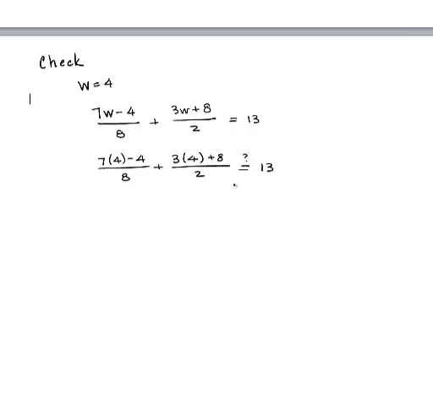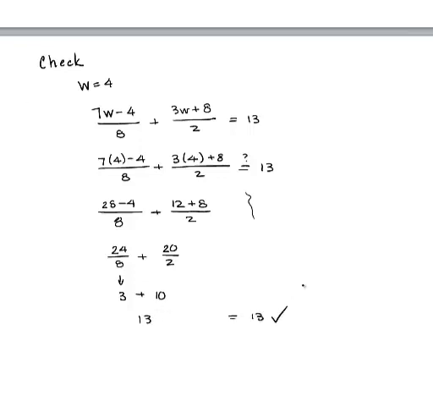So let's work out everything on one side. So I have 28 minus 4, that's in the numerator of the first fraction. That's all over 8, plus 12 plus 8 all over 2. So I have 24 over 8 plus 20 over 2. And actually I can reduce each of these fractions, right? 24 over 8 is just 3. 20 over 2 is just 10. So I get 13, and sure enough, 13 equals 13, so I came up with the right answer.